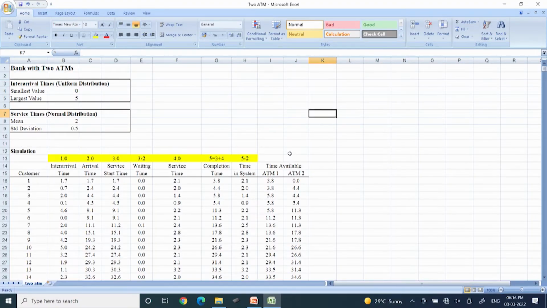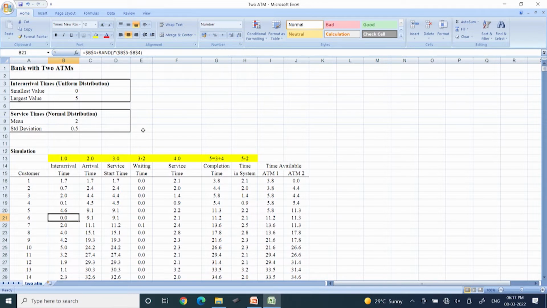Now, I will explain the bank with two ATMs with the help of Excel. The inter arrival time follows a uniform distribution, the smallest value is 0 and the largest value is 5, and the service time follows a normal distribution, with mean 2 and standard deviation 0.5. What I have done here is generate data for 1000 customers. What is our target? After doing the simulation for 1000 customers, we have to see what the mean waiting time is. For example, B16 is the inter arrival time. For the first 5 customers the values are static. Now look at B21. In B21 I have used this formula: A plus B4 plus rand.